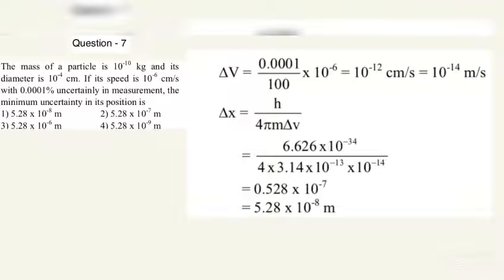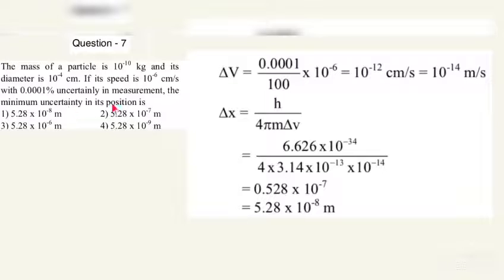The next case is related to the Heisenberg uncertainty principle. They have given the mass of the particle as 10 power minus 10 kg, and the diameter 10 power minus 4 centimeter. If its speed is 10 power minus 6 centimeter per second and the accuracy given is 0.0001%, then by using this we can find delta V is equal to 0.0001 by 100 into 10 power minus 6, which is the uncertainty in velocity. So that is equal to 10 power minus 14 meter per second.